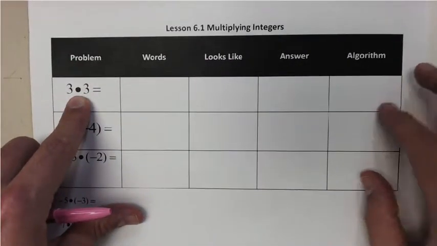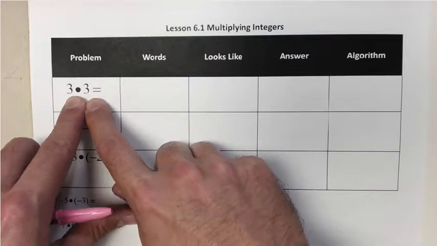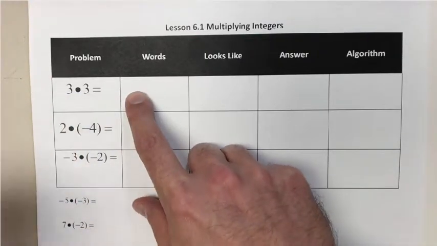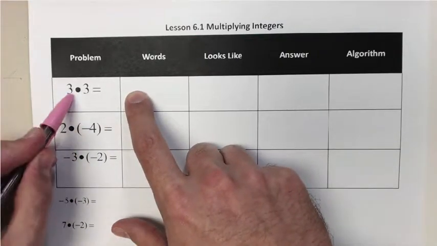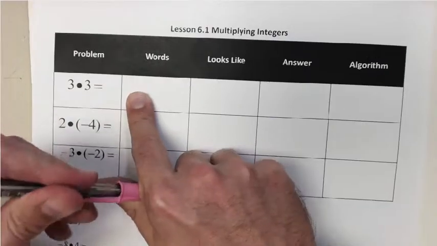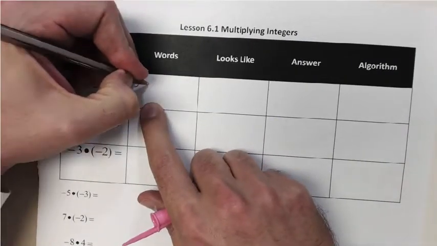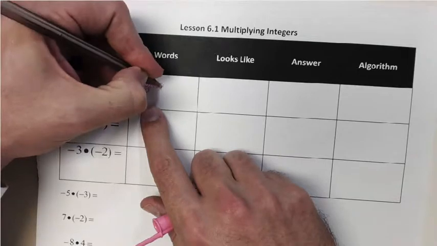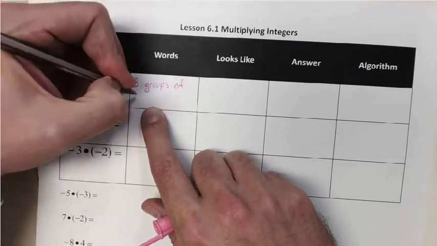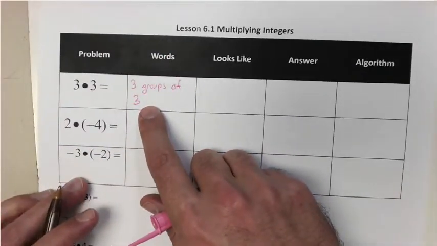Alright, so let's start with this first problem. It is 3 times 3. So in words, what we're actually saying is we have 3 groups of 3. So we have 3 groups of 3.